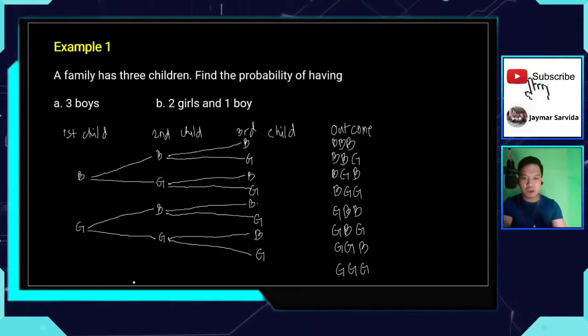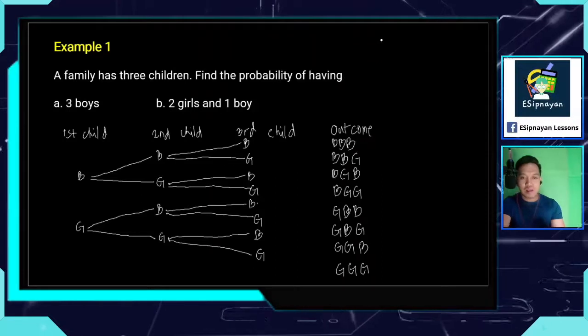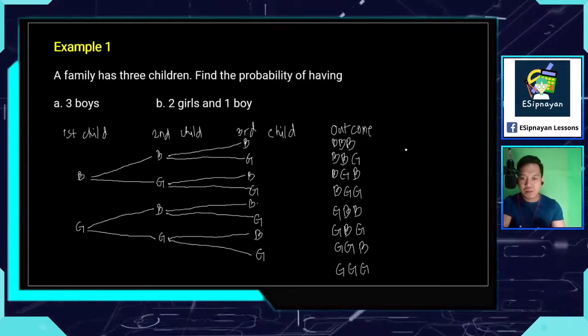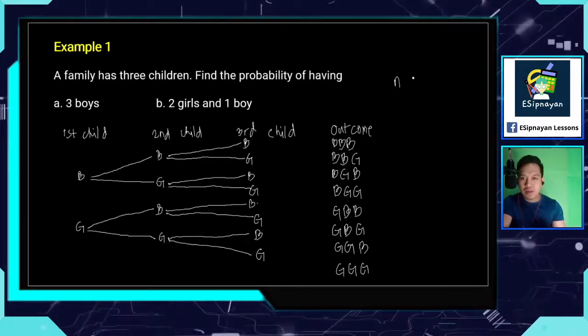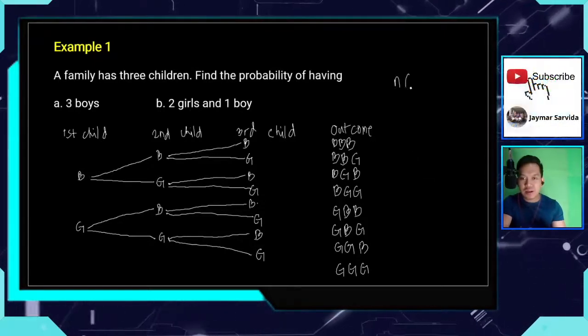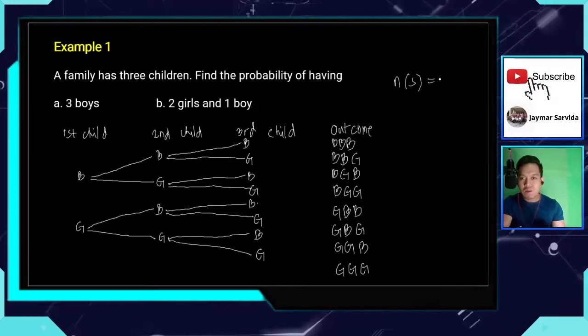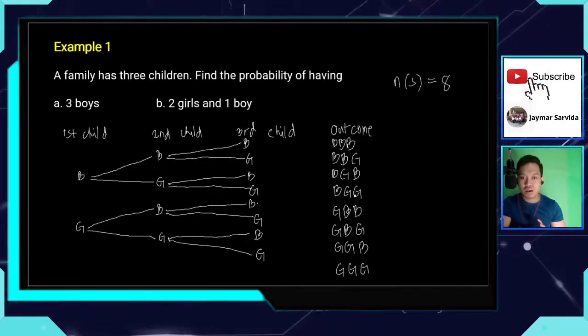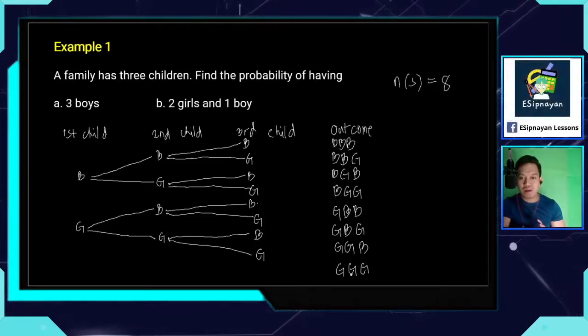So hence, we have N of S is equal to 8. Okay, there are 8 possible outcomes. 1, 2, 3, 4, 5, 6, 7, 8.